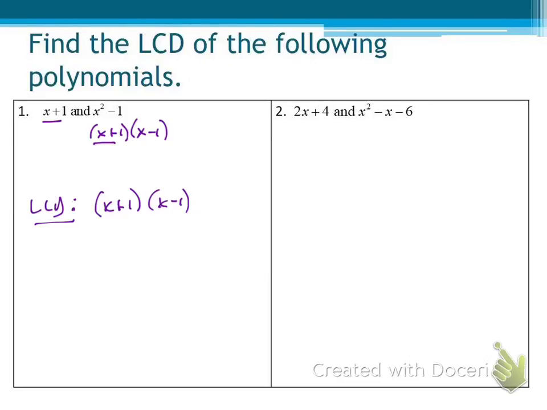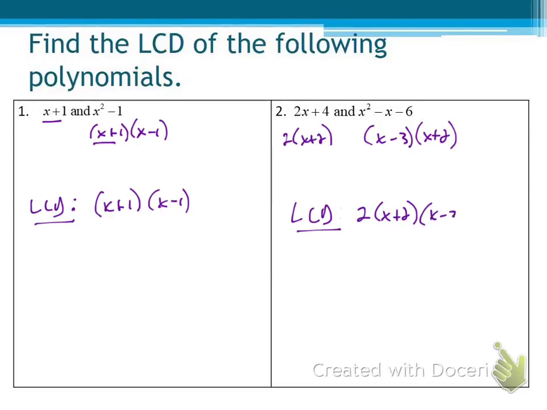Another way we have said this is to take the factors that they have in common and the ones they don't have in common, and that will create your least common denominator. So, next one, factor out a 2 in that first polynomial. And then the second one we factor into x minus 3, x plus 2. And so our least common denominator is to take whatever they have in common, which is definitely an x plus 2, and then what they don't have in common, which is that 2 from the first one, and then the x minus 3 from the second one.